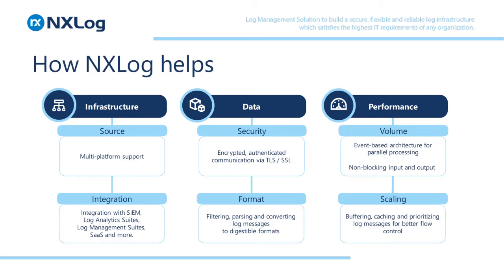NXLog Enterprise Edition runs natively on about 20 operating systems and 4 CPU architectures. It also supports many of the source-specific collection methods for those platforms. It can output data in CEF, KVP, JSON, Syslog, and many other formats. NXLog Enterprise has encrypted and authenticated transports. It can filter, normalize logs, and convert between different event formats. Its non-blocking multi-threaded architecture, caching, and flow control enable reliable log delivery.